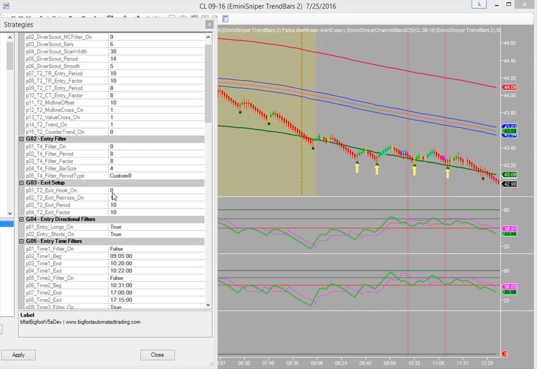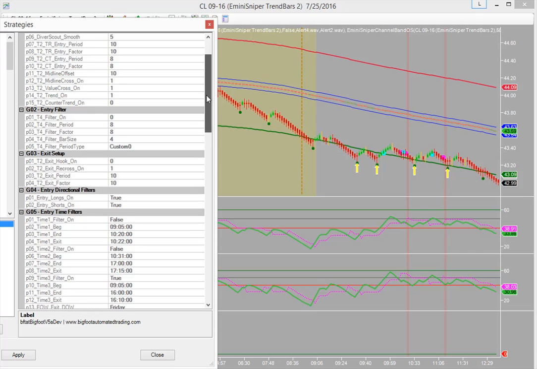If you have your hook on, it'll get you out very quickly, but sometimes too quickly. So what we want to do normally is give trades an opportunity to work out, even if there's one candle that backs up on you. One candle that backs up is enough to knock you out if you have your hook on, but not if you're using your recross exit.